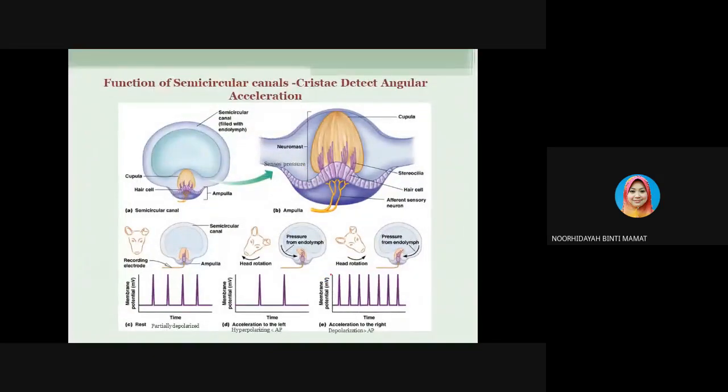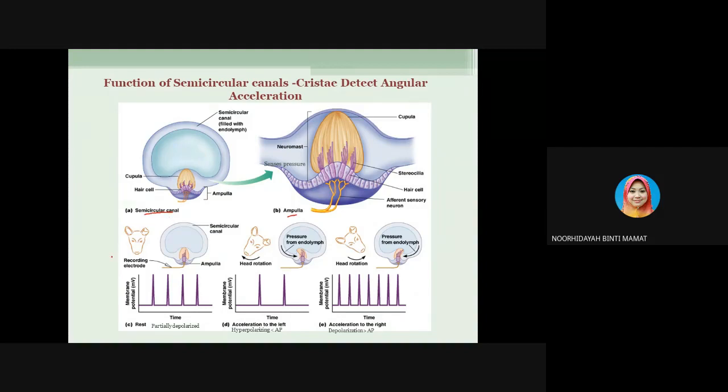So the function of the cristae is to detect angular acceleration. Okay. So as you can see from here, this is the ampulla and also this is the cupula. Okay. These are the hair cells. All right. So this we call a neuromast, which functions in the sense of pressure. Okay. So this is the semicircular canal and also this is the ampulla. Okay.